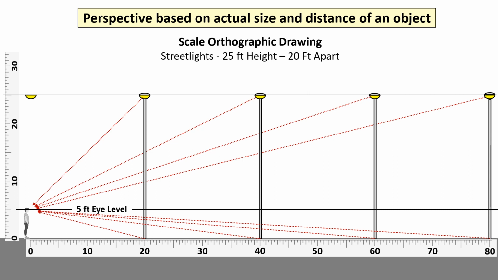In this case, I have streetlights that are 25 feet high, 20 feet apart, an observer with a 5-foot eye level, and of course these lines represent the light hitting the observer's eyes from the top and bottom of those streetlights. And it is this convergence towards eye level that makes these streetlights appear smaller in the distance.